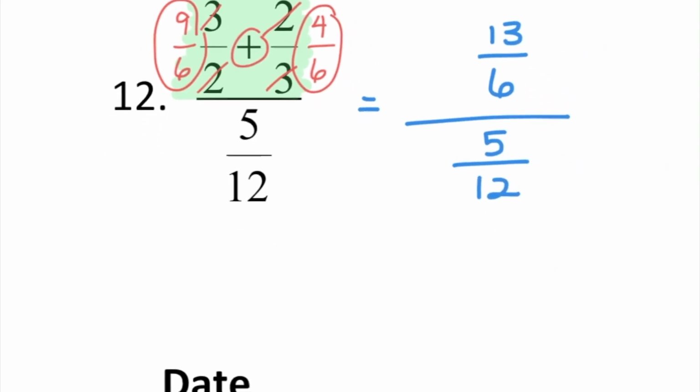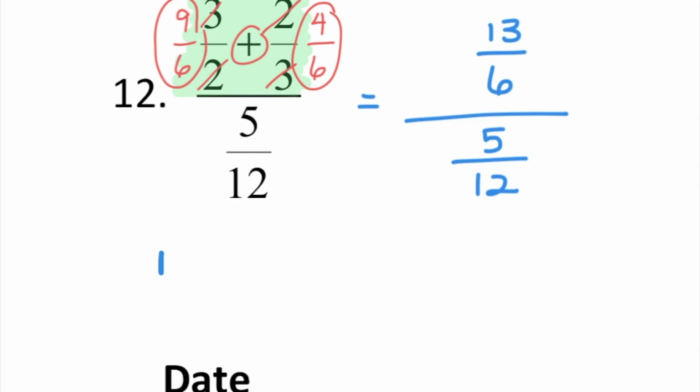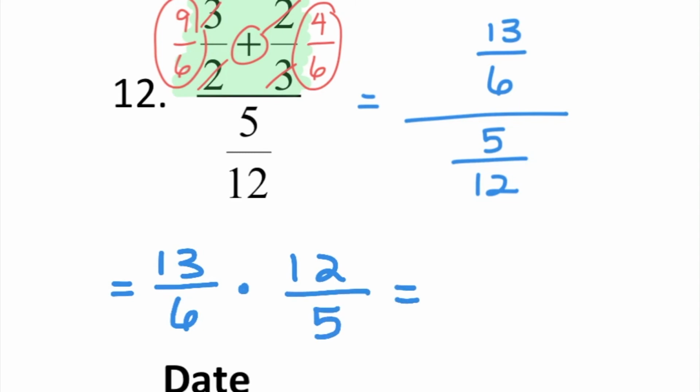5/12. I'll rewrite that as a multiplication problem. 13/6 times 12/5. And again, I see that 6 goes into 12 twice. 13 times 2 is 26, and 1 times 5 is 5.